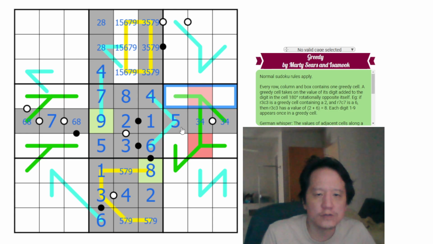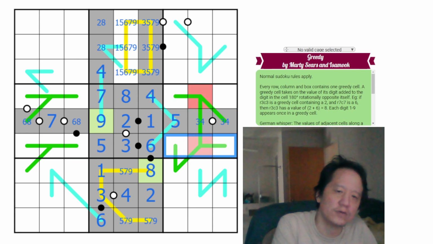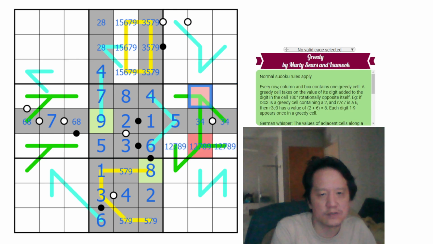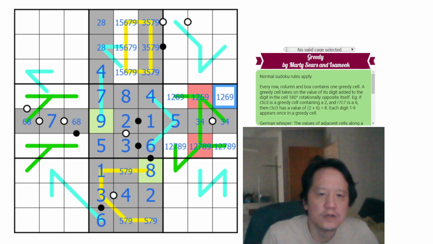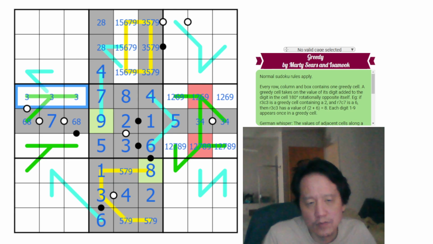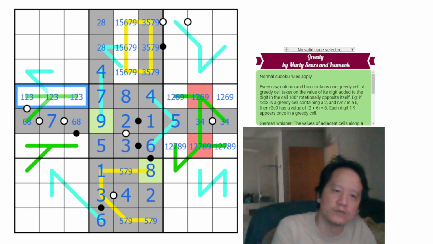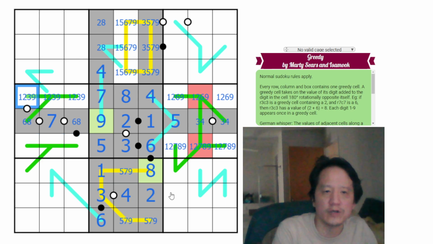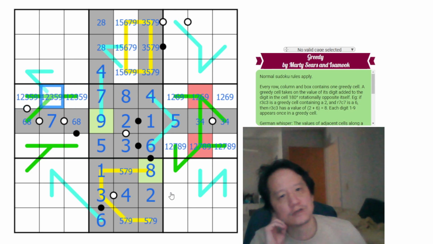Let's see. Okay, so we have 7 and 8 here. 7, 8, 9. 1, 2, it can't be 6. So one of these is 6. It could be 1, 2, 9 with 6. Oh, that's interesting. So 3 is somewhere along here. And it could be 1, 2, and 9 with 3. Wait, hold up. There's a 5 here. Oh, interesting.